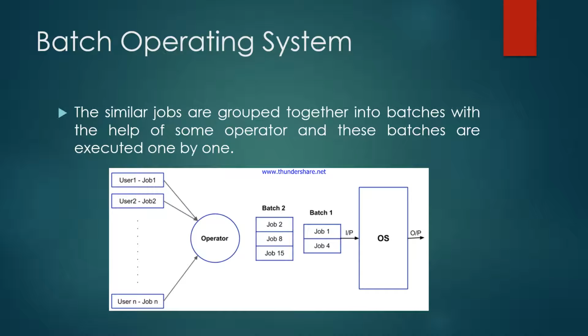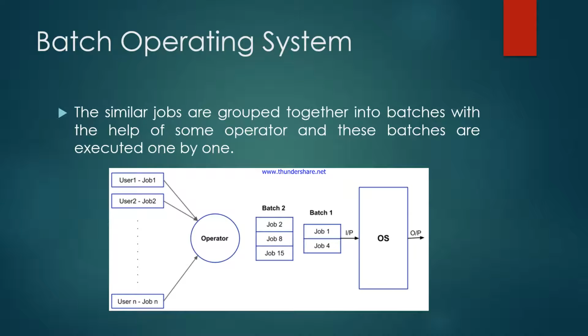Very first we will discuss what is the batch operating system. In batch operating system, the similar jobs are grouped together into the batches with the help of some operator. Here, this is the operator, these are the users, and user 1 is with job 1, user 2 is with job 2, and user n wants to execute job n. The similar jobs are grouped together into batches with the help of some operator, and these batches are executed one by one.